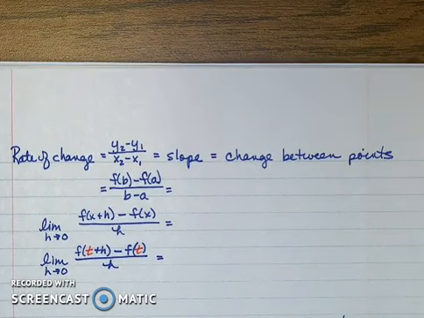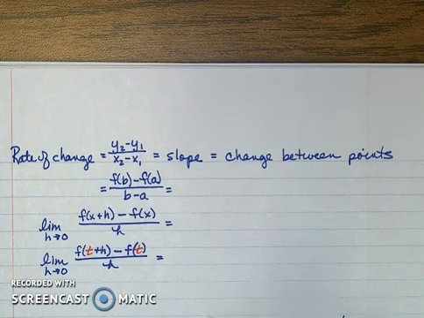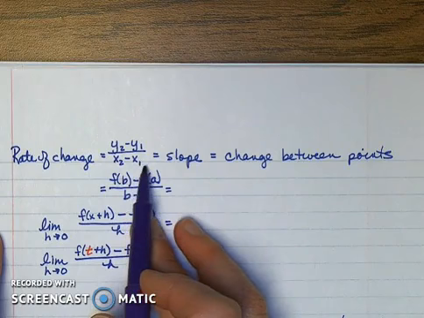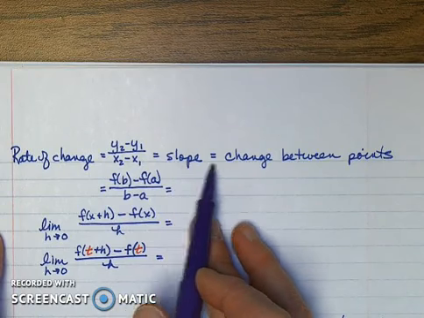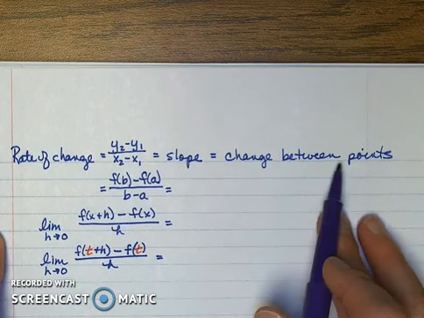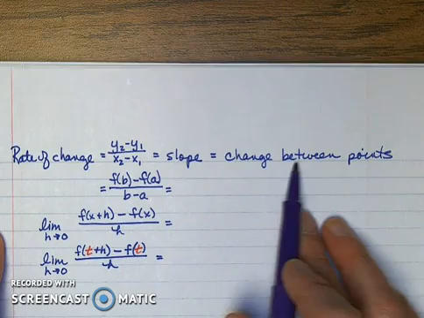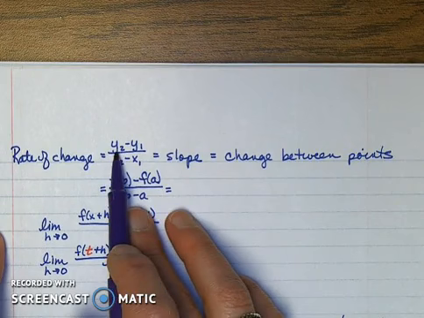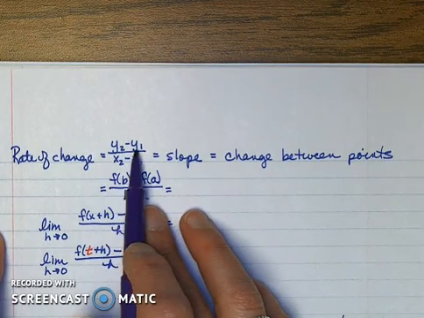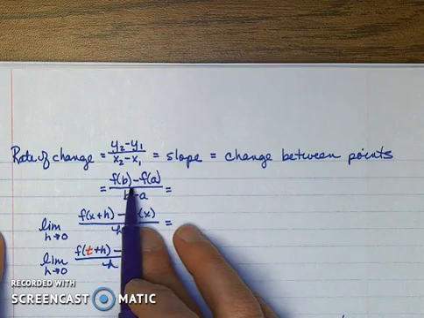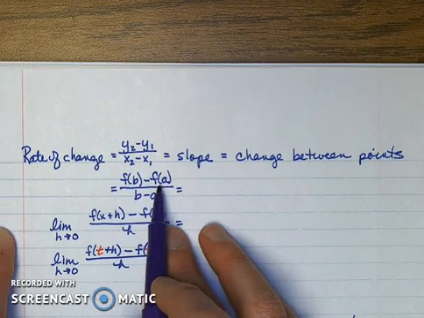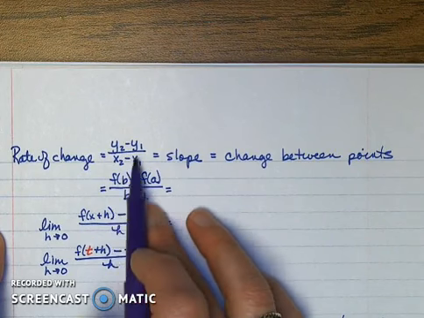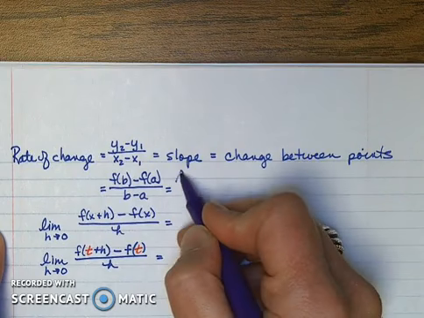You know that we refer to the rate of change, or y2 minus y1 over x2 minus x1, as the slope. And that is the change between 2 points, the rate at which that line is changing. Now, you can also denote this as the change in y, f at b minus f at a, if you have 2 points, divided by b minus a.